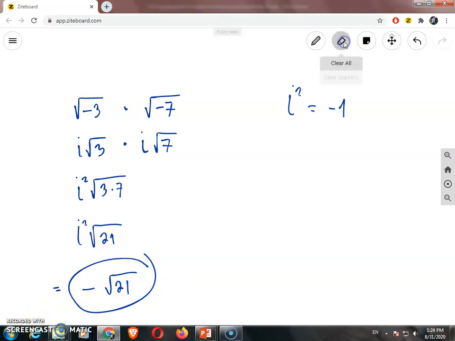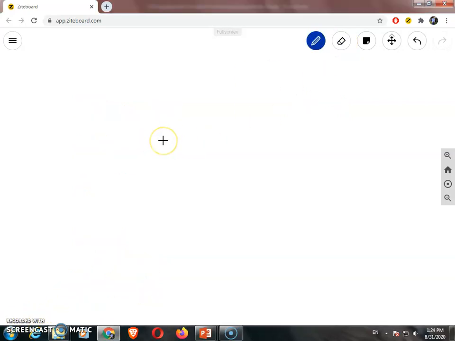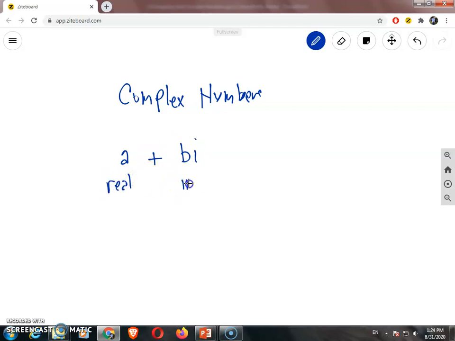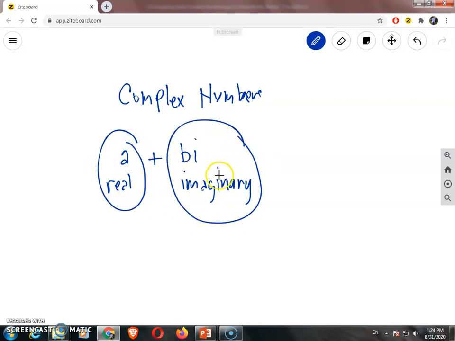Now, let's go to complex numbers. So what are complex numbers? We have the complex numbers, which consist of the real number and an imaginary number, a plus bi. We have the real part and the imaginary part. This one will be the real number, this one will be the imaginary number.